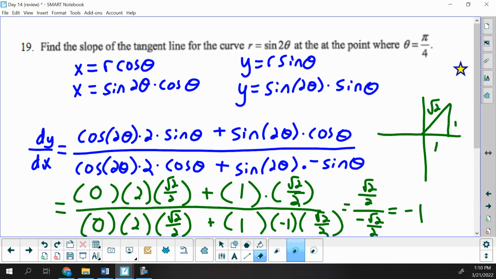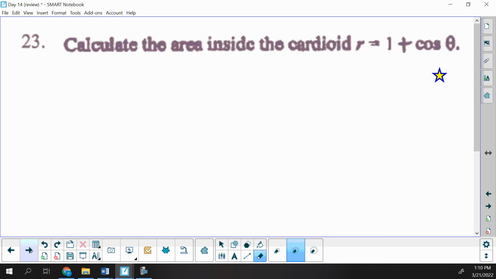We're going to look at 23 next. So we want the area that is inside this cardioid. Well, if you graph this and trace it, you'll find that this only goes from 0 to pi. That's what we'll need, and then we can just double it.